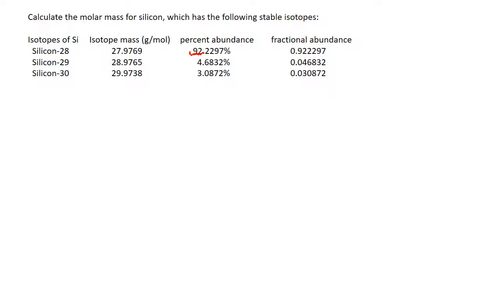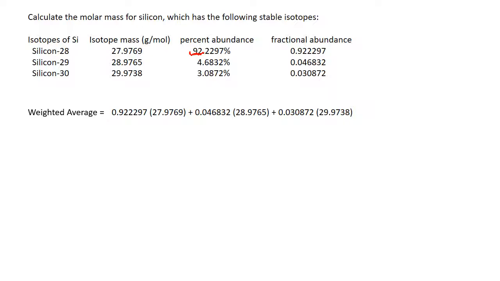My weighted average then will be to take the isotope mass of each one of those multiplied by its fractional abundance and add all that together. So weighted average will be the 0.9229297 times the 27.9769 for silicon 28, the 0.046832 times 28.9765 for silicon 29, the 0.030872 times 29.9738 for silicon 30. When I add all of those together on my calculator, what I get is 28.0853895.